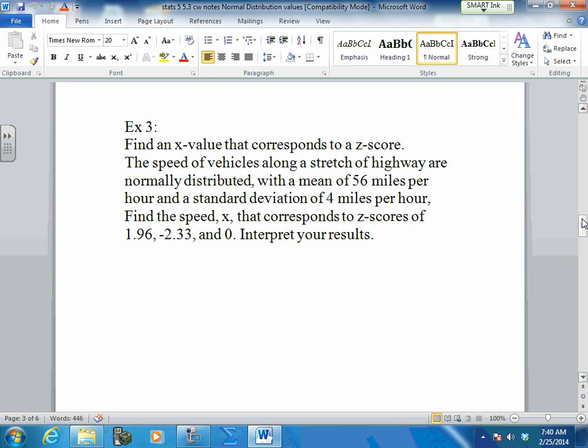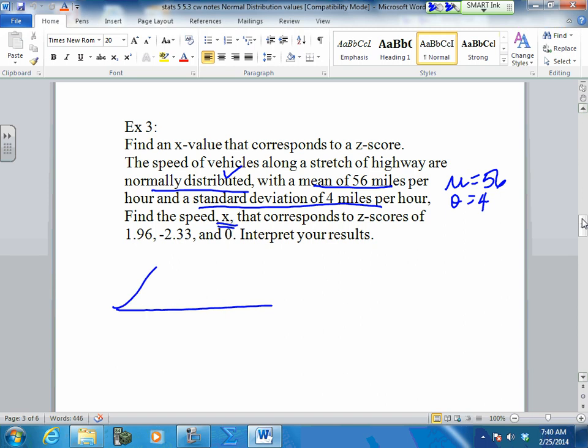The speed of highway vehicles along a stretch of highway is normally distributed. We need to know this. With the mean, you pull out your mean, and with a standard deviation, you pull out your standard deviation. We need to find the x that corresponds to a z-score of 1.96, another z-score of negative 2.33, and a z-score of 0.